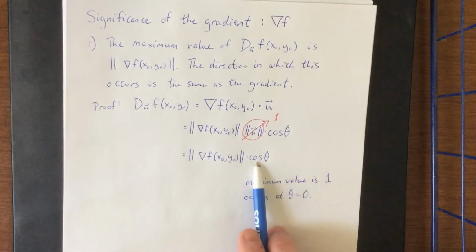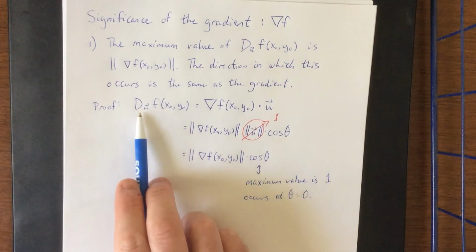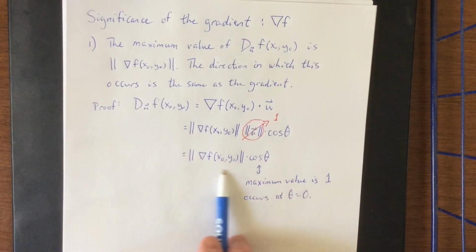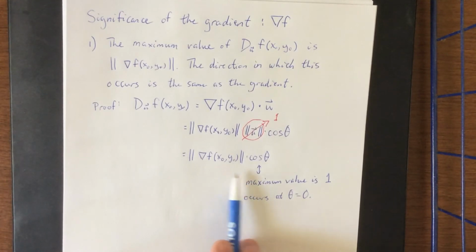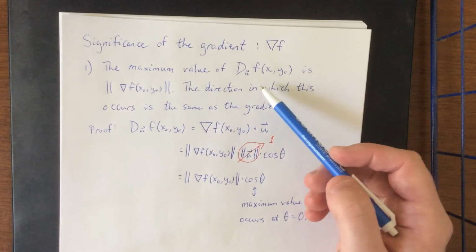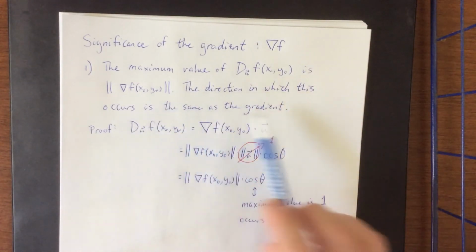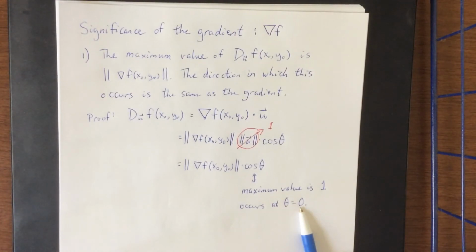So, given that the maximum value of the cosine is equal to 1, the maximum value of the directional derivative is equal to the magnitude of the gradient vector times 1, which takes us to the statement: the maximum value of the directional derivative is the magnitude of the gradient vector, and the direction in which this occurs is the same as the gradient.